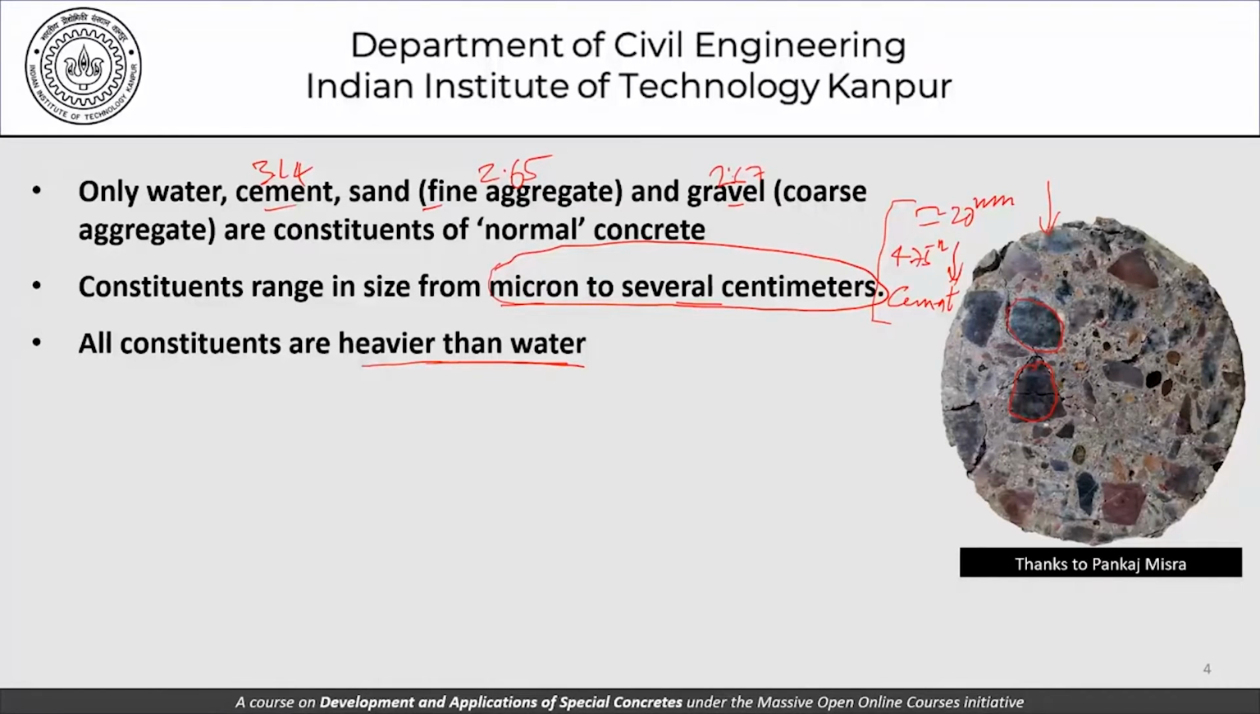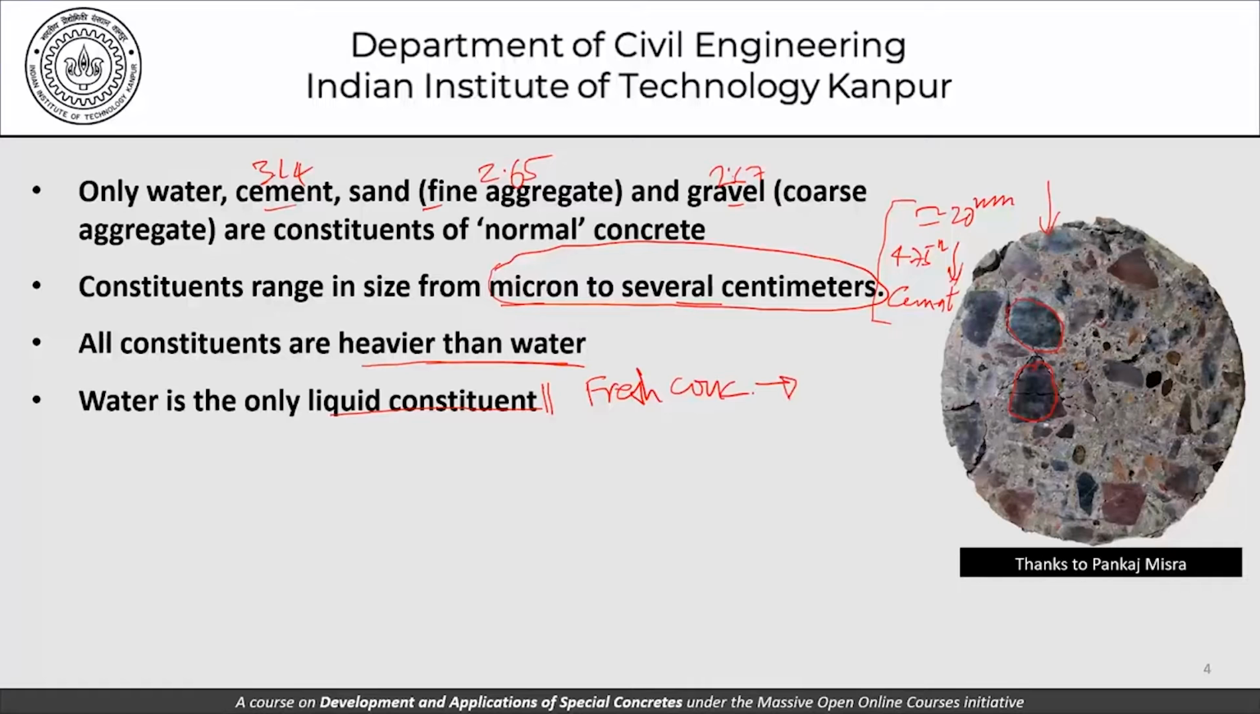Water is the only liquid constituent. That is, water is the only constituent which can cause the concrete to flow. This is something important to appreciate and absolutely remember while we are trying to understand the properties, especially of fresh concrete, because in the fresh state, we want the concrete to be flowing. Now, how does it flow? The constituents should allow the concrete to flow, and that can happen only with water because that is your only fluid involved.